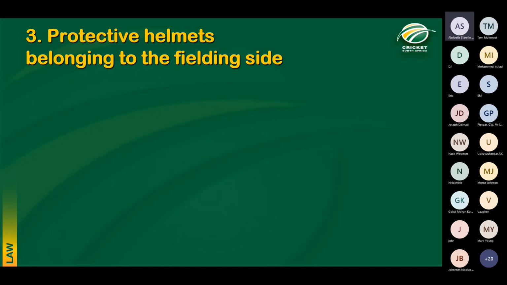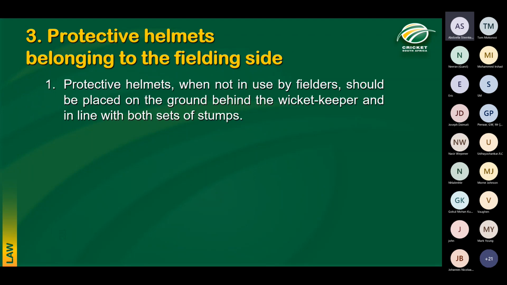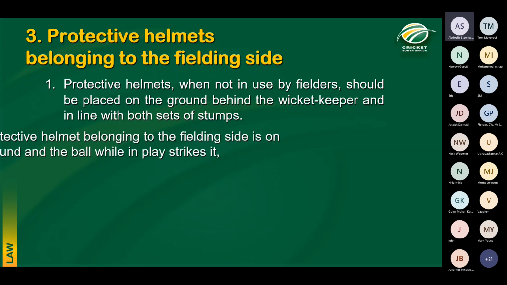So the law tells us they don't need to take them off the field. The law allows for the protective helmets, when not in use by any of the fielders, to be put behind the wicketkeeper and in line with both sets of stumps. So if they're not in use, they go behind the keeper, about 3, 4, 5 meters behind the keeper, but in line with both sets of stumps.